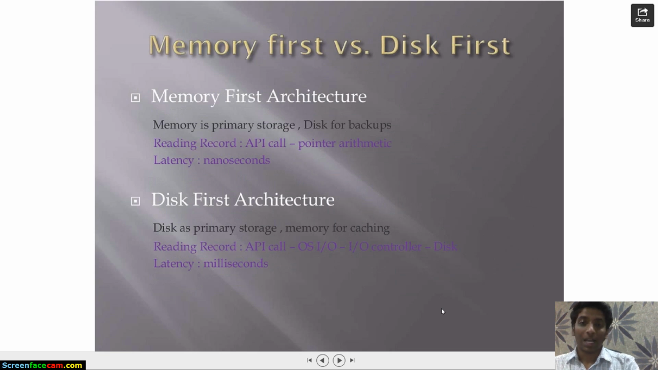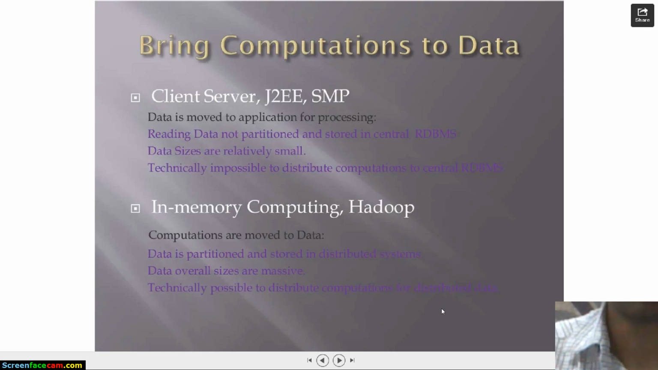Moving on to the architecture, the comparison between memory-first versus disk-first architectures. In memory-first architecture, we use memory as the primary storage and use disks for backups. Reading records is done through an API call using pointer arithmetic, and the latency is generally in nanoseconds. In disk-first architecture, disk is used as the primary storage, whereas we use caches for memory transactions between the main memory and the registers. Reading records happens through API calls, that is OS input/output, then through the IO controller and then to the disk. This is obviously slower, so the latency is in milliseconds. In-memory uses the memory-first architecture, as we know.